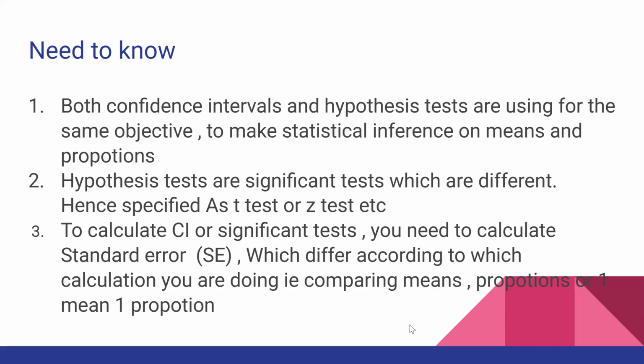Number three is that to calculate a confidence interval or significance test, you need to calculate something known as the standard error, which differs according to the calculations you're doing. That is, if you're doing it for one mean, or for a proportion, or for two means or two proportions. So before you calculate any of these tests, you need to have an idea on how you're going to calculate a standard error for these different situations. I hope that makes sense. So that's a must know for these 3 points.